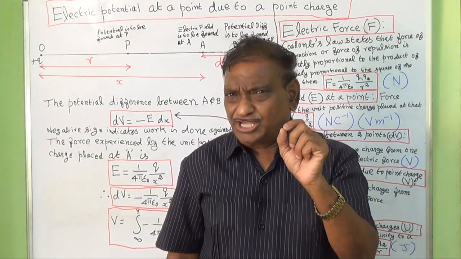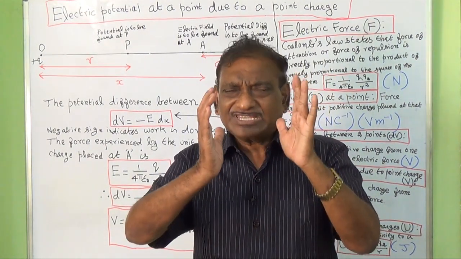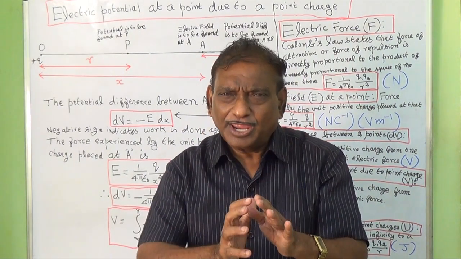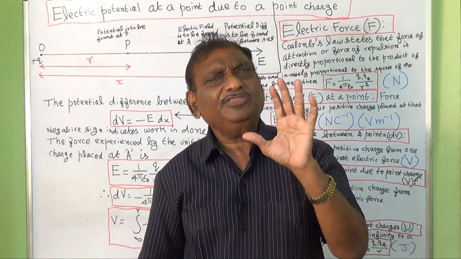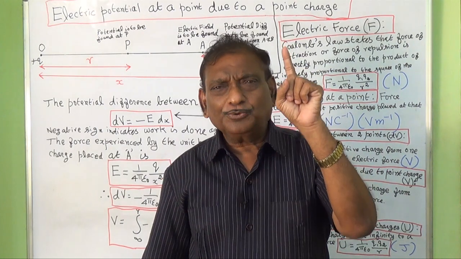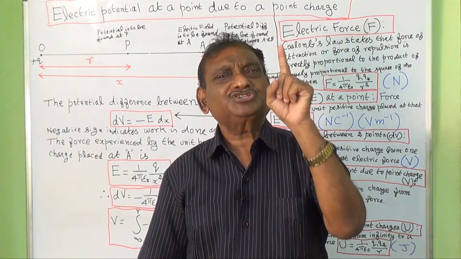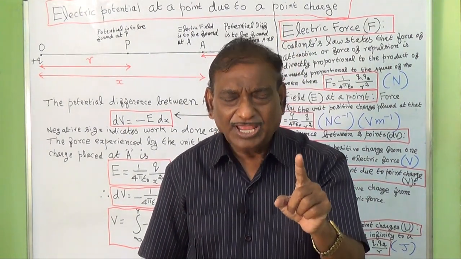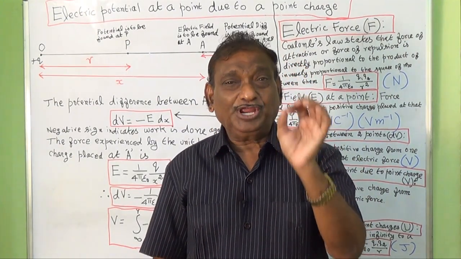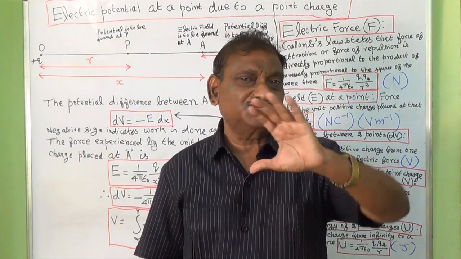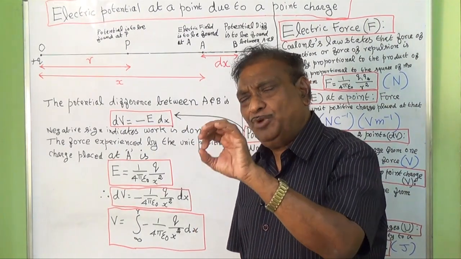I think it will be appropriate for the students to state 5 definitions and 5 formulae related to this derivation. What are they? The definition of electric force, the definition of electric field, the definition of potential difference, the definition of electric potential at a point, and the definition of electric potential energy of 2-point charges. Now let us see these 5 definitions and their formulae.